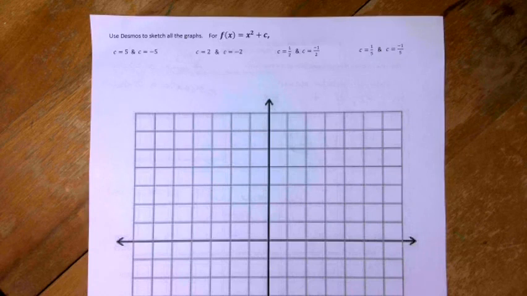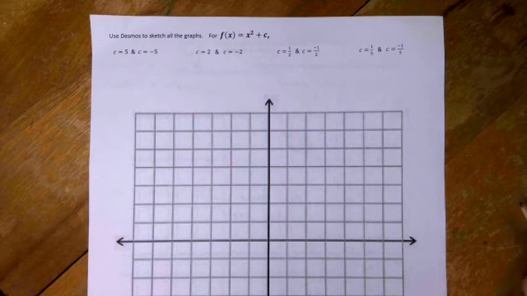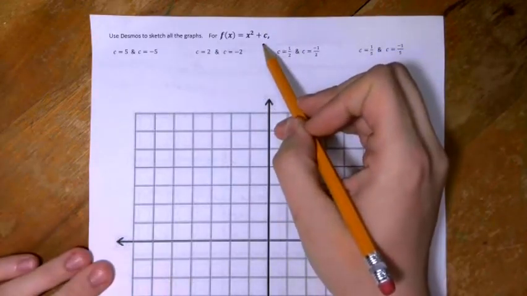All right, welcome back to 8.1, 8.2, and this is day 2. So yesterday we looked at the value of a, right? ax squared and what a did to the graph. If it was positive, if it was negative, if it was a big number, or if it was a fraction or less than 1. Today we're going to look at c.